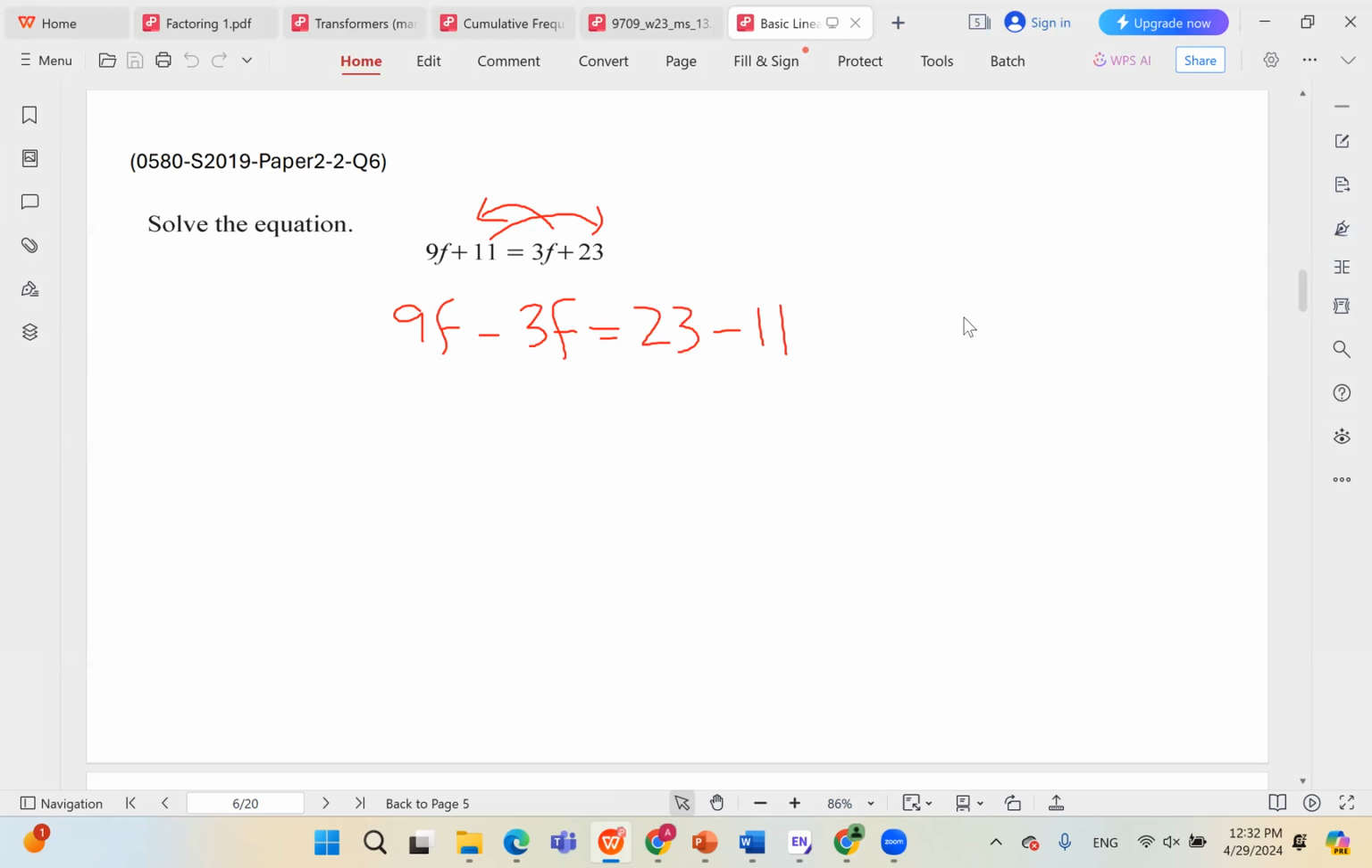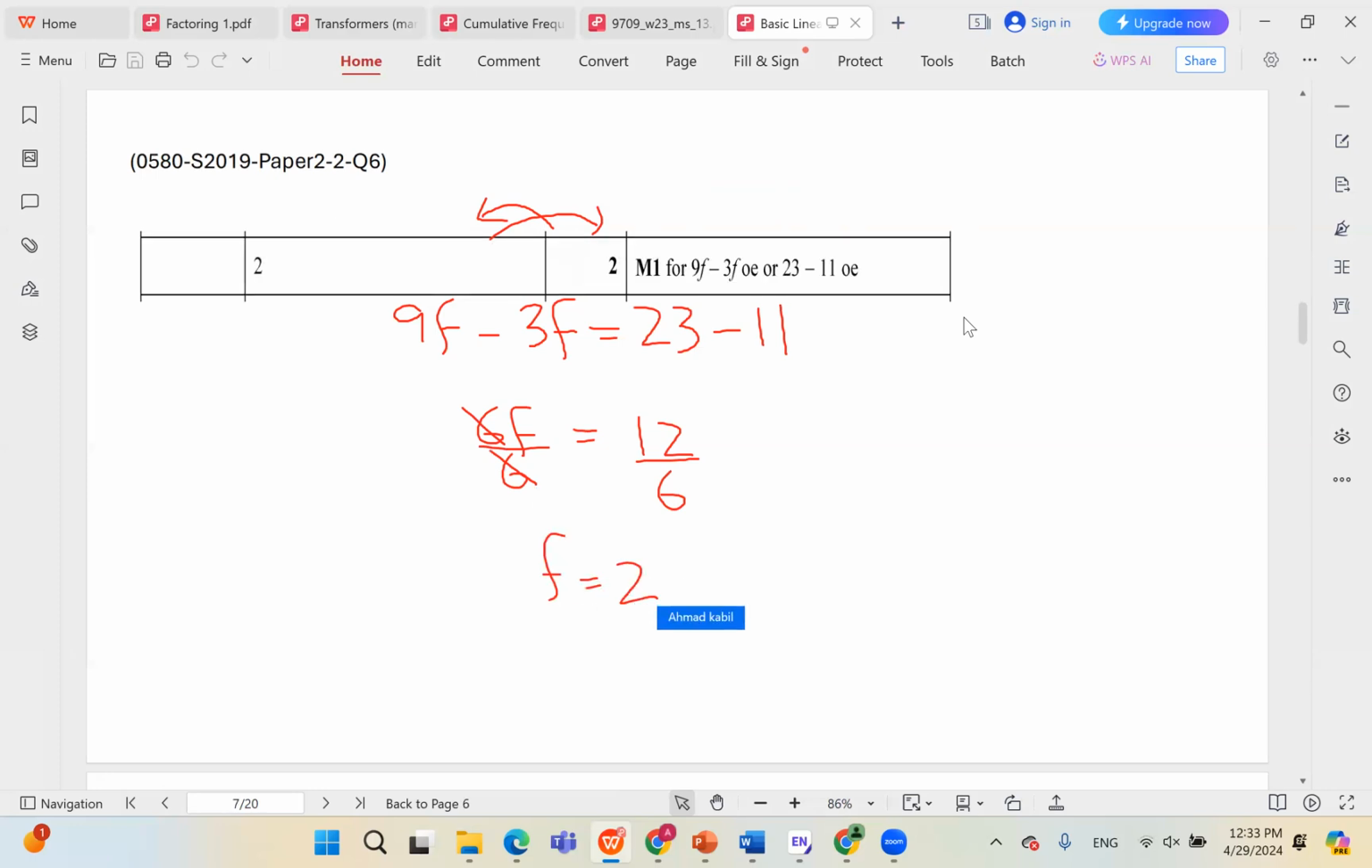9f minus 3f gives us 6f. 23 minus 11 gives us 12. We divide both sides by 6. These cancel out. And we get f equals 2. So the final answer is 2.